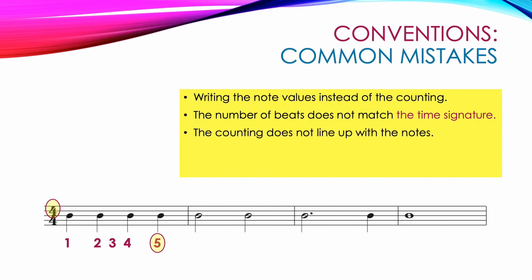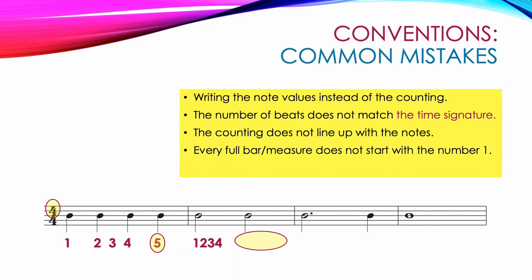Another common mistake is that the counting does not line up with the notes. If we crunch all the numbers together, 1, 2, 3, 4, all under one note, and we don't show anything under the next note, then we as teachers think that you think that the first note in that measure should have 4 counts. Another common mistake is that every full bar or measure does not start with the number 1.